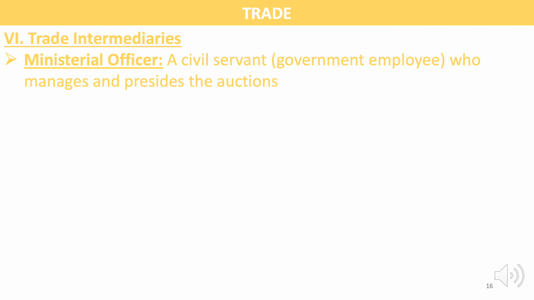The last trade intermediary is the ministerial officer, who is a civil servant, which means a government employee, who manages and presides the auctions. Now, in trade, we have many auctions and many types of auctions, which we're not going to cover in this course. And it's something which occurs very frequently. It's just good to know that a ministerial officer is a trade intermediary as well.